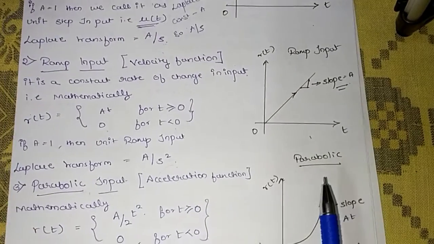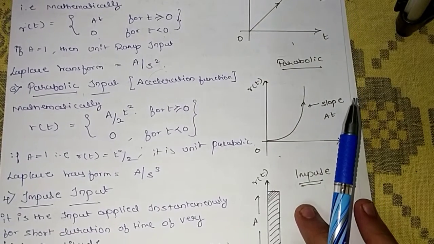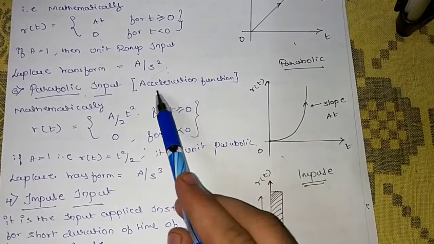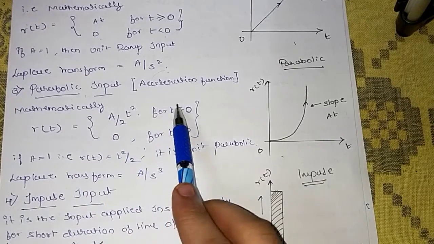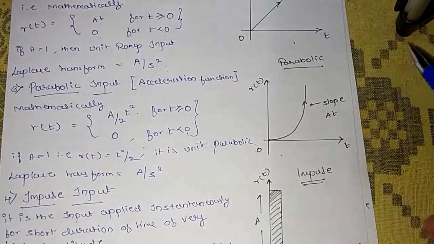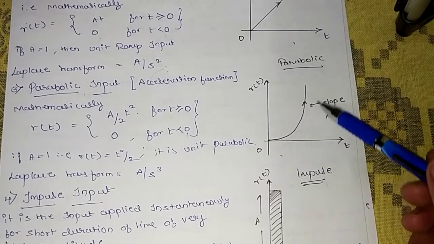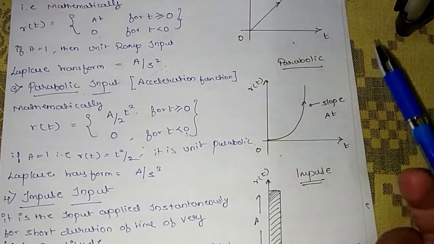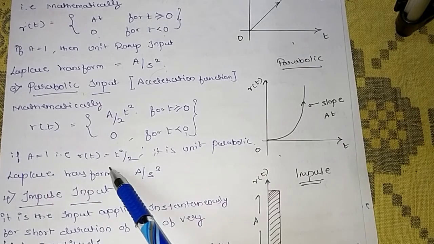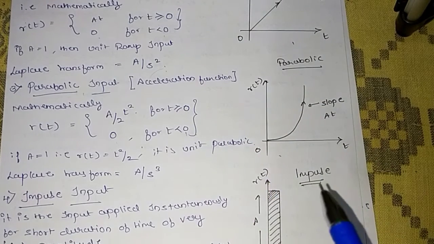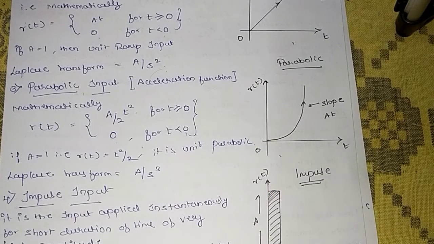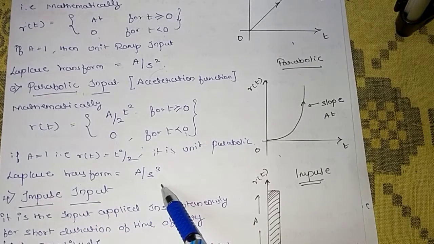Now the third standard test input is the parabolic input, or we call it the acceleration function. Mathematically, r of t is a by 2 t square for t greater than or equal to 0, and 0 for t less than 0, like this. Parabolically it will show. If a equals 1, r of t is t square by 2, so it is a unit parabolic function. If you take the value of a to be 1, then we call it a unit function, like a unit parabolic, a unit ramp or a unit step. Then the Laplace transform is a by s cube.